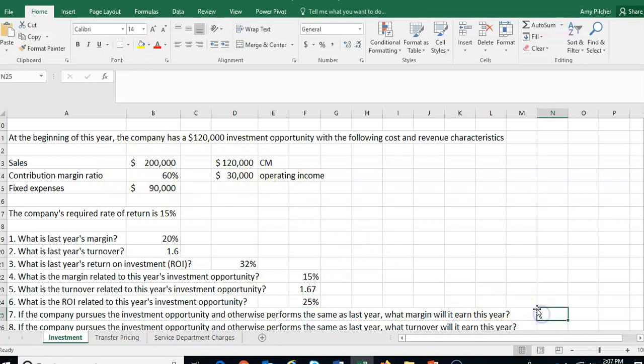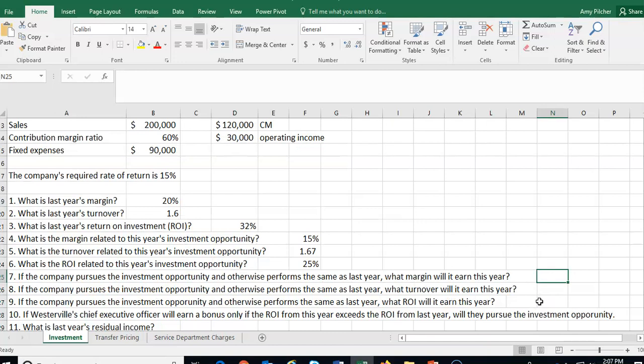The next three questions ask, if we take on this investment opportunity and we have similar results as our last year income statement, what will our profit margin be this year? So looking at last year's results and adding the investment results to them, what is that going to change about our overall profit margin from this year to last year?